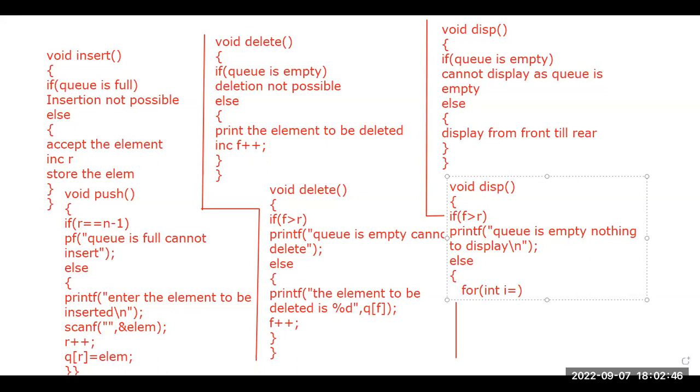Now you think and tell me, where is the first element? Is it in 0? No, sir. Then where is it present? In the F. Wherever F is pointing, I should start from F and it should go till where? I should be less than or equal to R, and keep incrementing I. How many of you understood this for loop completely?